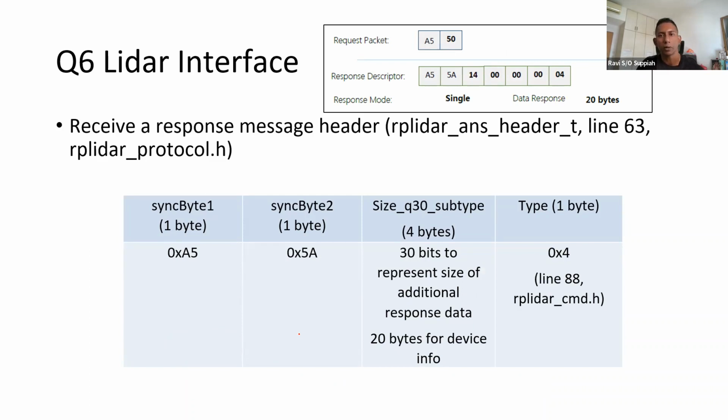When it responds to me, it will always start off with A5 and 5A first. That is always the first 2 sync bytes. So the host knows that the LIDAR is responding to me, and then it will give me another 30 bits to represent how much data I'm going to send back.